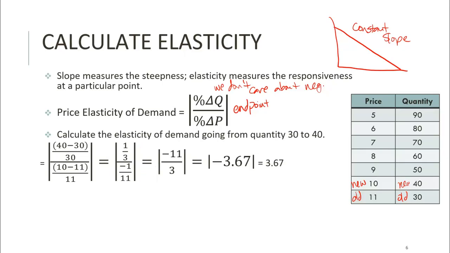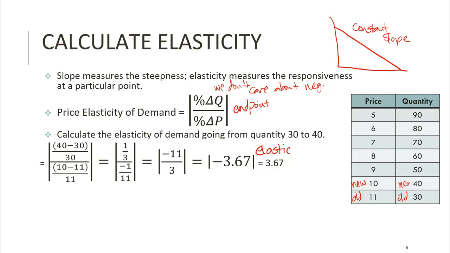Now this number 3.67, this is greater than 1, so we would say that this is elastic. This is sensitive to price changes. Our quantity changed a lot more than our price changed.